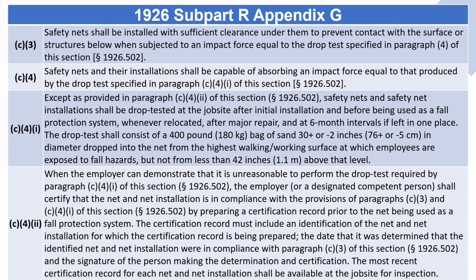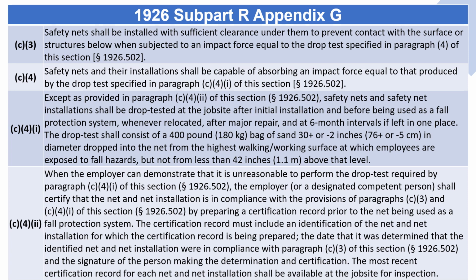C.4(2). When the employer can demonstrate that it is unreasonable to perform the drop test required by paragraph C.4(1) of this section, section 1926.502, the employer, or a designated competent person, shall certify that the net and net installation is in compliance with the provisions of paragraphs C.3 and C.4(1) of this section, section 1926.502, by preparing a certification record prior to the net being used as a fall protection system.